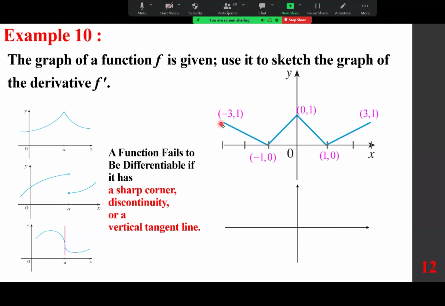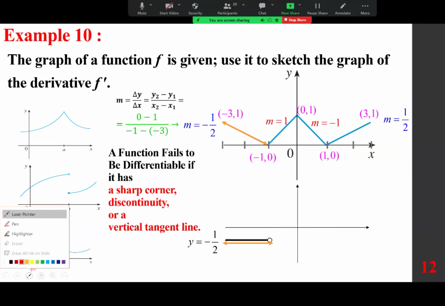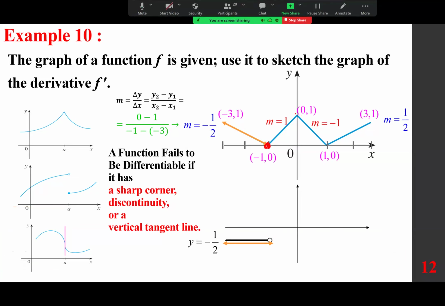So starting with this one, we are going to draw a horizontal line y equals -1/2. And it's this portion and it stops here. So we're going to stop here. Why is this a hole? Because we have a sharp corner here, here, and here. And this corresponds to this point.